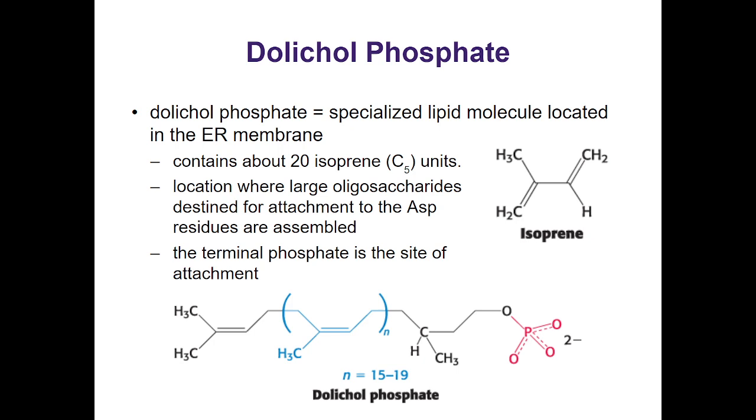Okay, dolichol phosphate. Dolichol phosphate is a specialized lipid molecule located in the ER membrane. Contains about 20 isoprene units, which are C5 units. This is isoprene, by the way. This is the location where large oligosaccharides destined for attachment to Asn residues are going to be assembled. The terminal phosphate is going to be the end of your attachment. So this is your terminal phosphate right here. This is the dolichol phosphate.